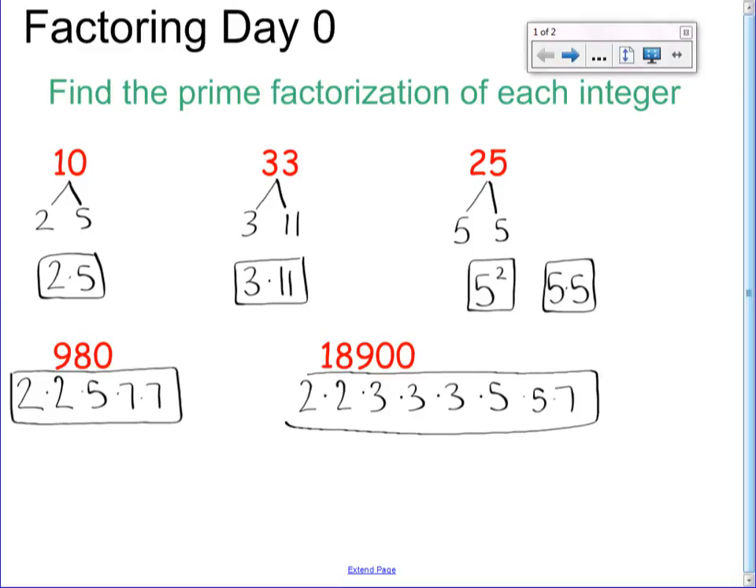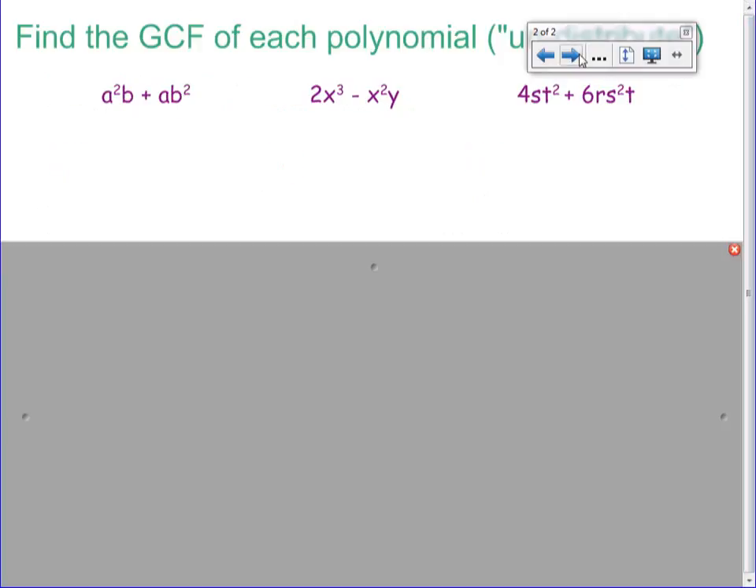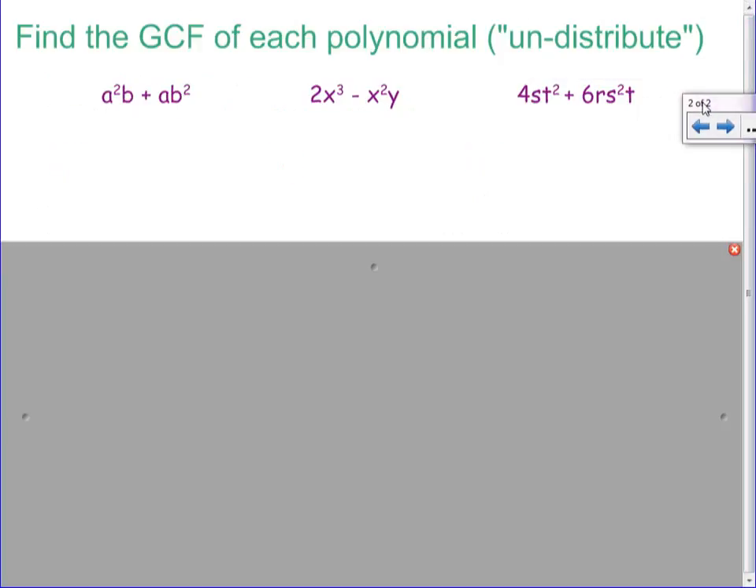All right, so let's get into what the algebra is going to look like. On these, you're wanting to think about undistributing. When you distribute something inside of parentheses, you're multiplying it by both things. So when we undistribute, we're dividing. We're trying to take out what's in common with the algebra that's here.